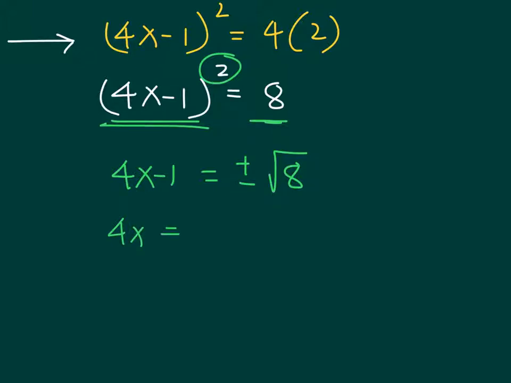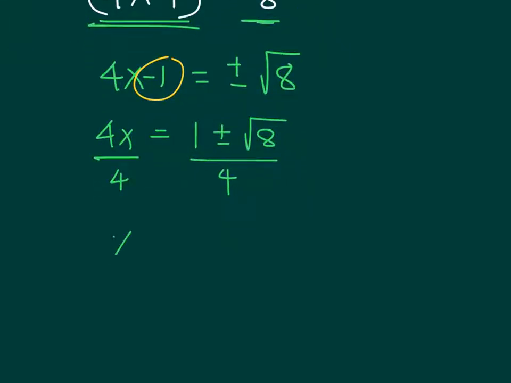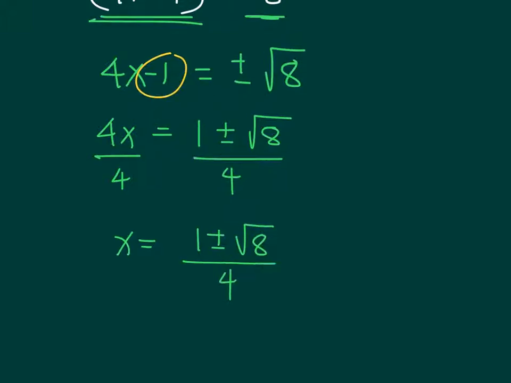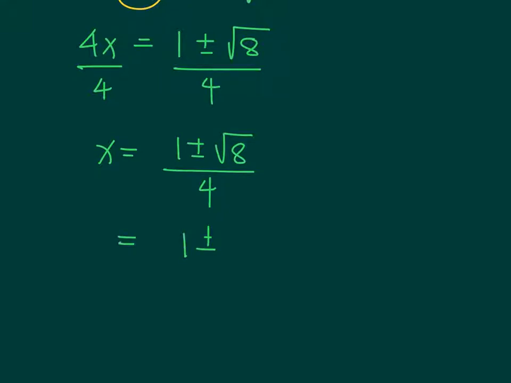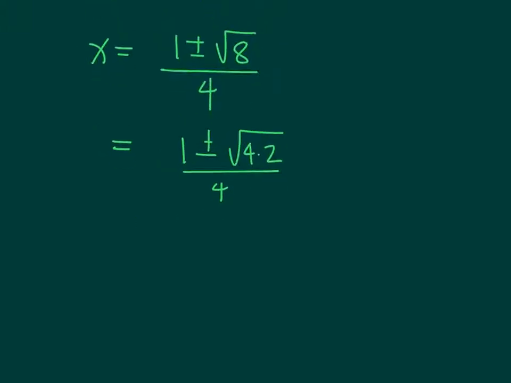equals, so adding 1 on both sides so that we can remove the minus 1. The right side will become 1 plus or minus the square root of 8. And finally, we divide by 4. So x is 1 plus or minus square root of 8 over 4, which you can further simplify as the square root of 8 is the same as square root of 4 times 2, which is 2 square root of 2 over 4, because the square root of 4 is 2, so that means you have a 2 outside the square root sign.